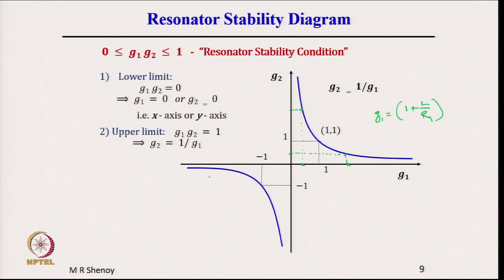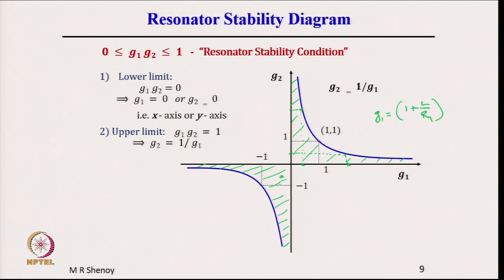Similarly, for negative values of G1, then 1 by G1 is given by this value, that is G2, and therefore, the whole area which lies between the limits. So, this area represents the possible resonator combinations which are stable. What does this mean? This means if I have a resonator for which G1 and G2 is a point which is somewhere here in the shaded region, then this resonator is a stable resonator.